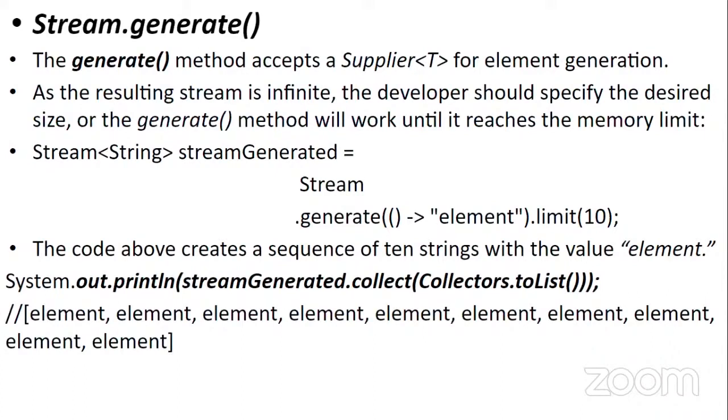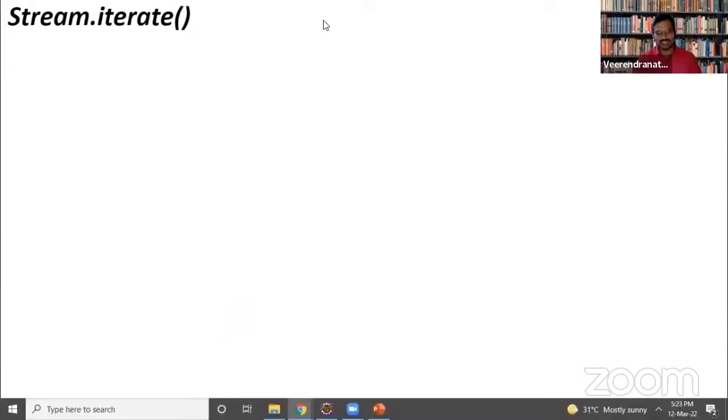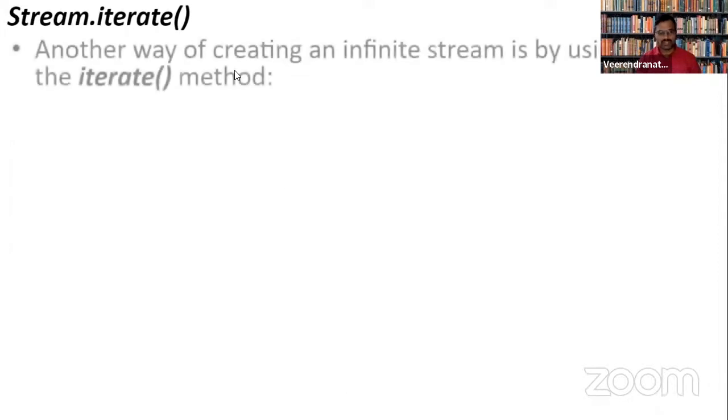So a generate is used to generate the elements depending on the limit that you are providing. That's the point here. Whenever I say generate, it is going to give you the elements depending on the limit. Okay, so next we have something like iterate.